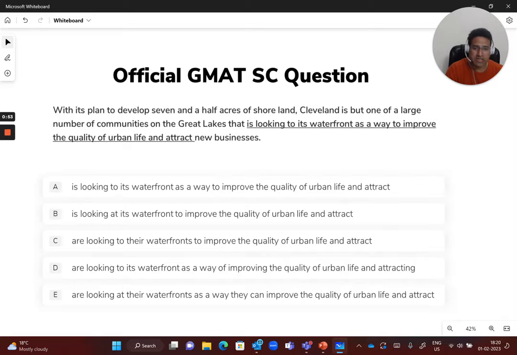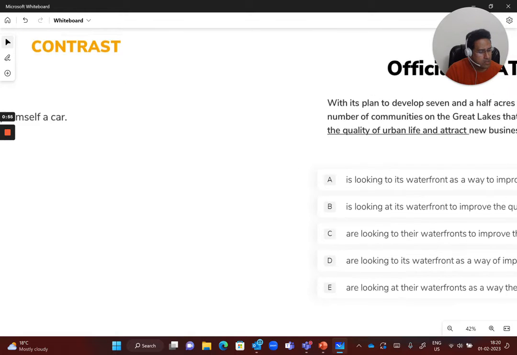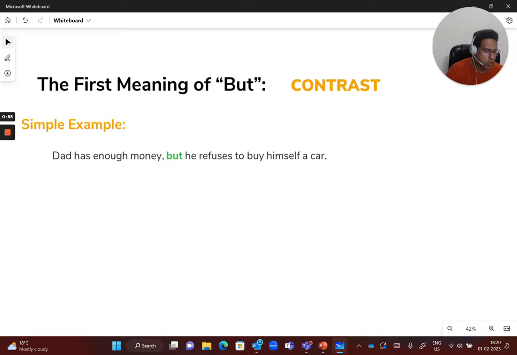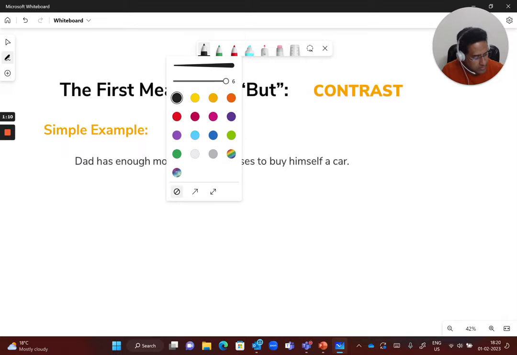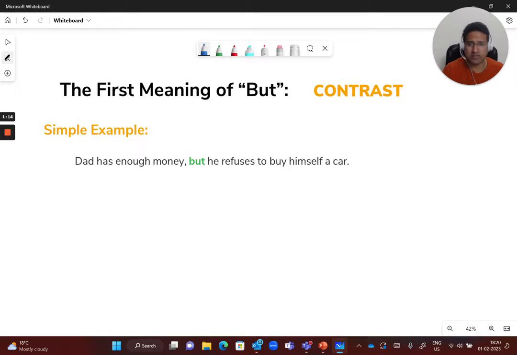Alright, let's start with the meanings of but. The first meaning is the most common meaning, and that is of contrast. Now let's take an example. Dad has enough money, but he refuses to buy himself a car. Alright, interesting. It's an idea I think which we can all relate to. Let's visualize this information.